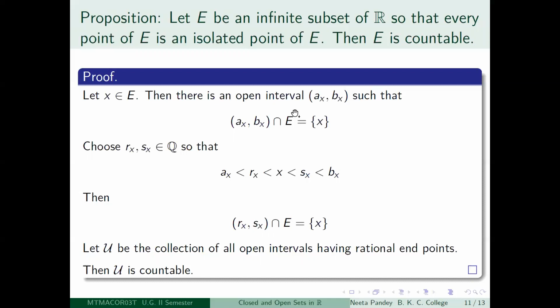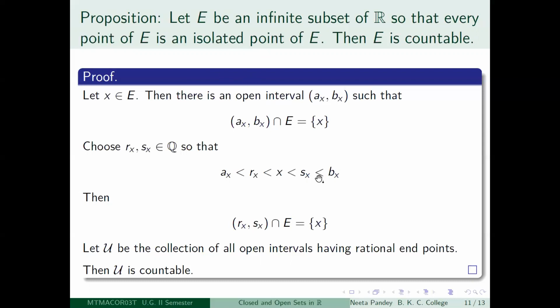So as we have discussed before, a neighborhood of any point means it contains an open interval centered at x. We are not bothering about centering at x. We have just said there is an open interval. I could have written x minus delta x, x plus delta x, but that would look ugly. So I have not bothered about that. I have just said that there is an open interval (a_x, b_x) so that the open interval (a_x, b_x) intersection E is exactly equal to singleton x. This is because x is an isolated point.